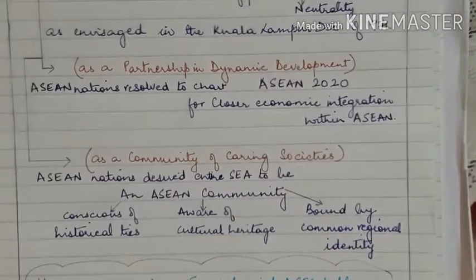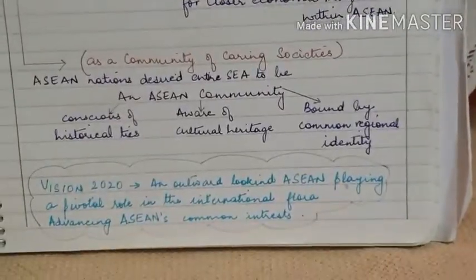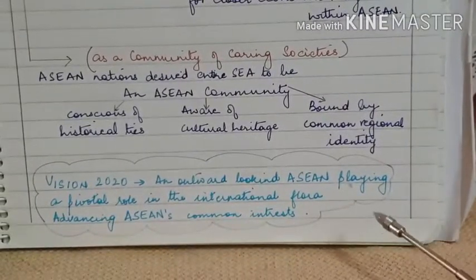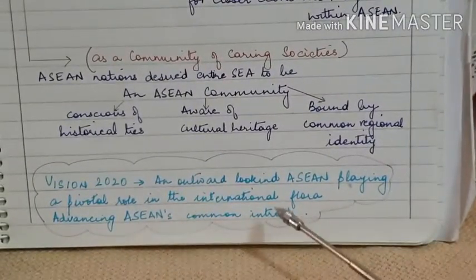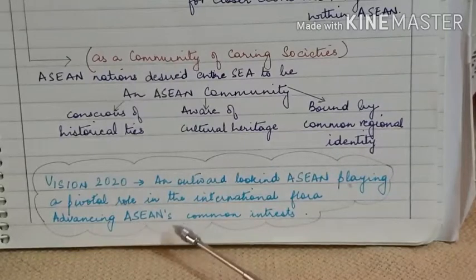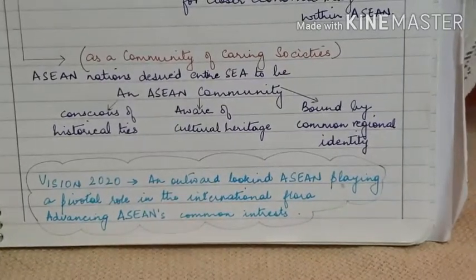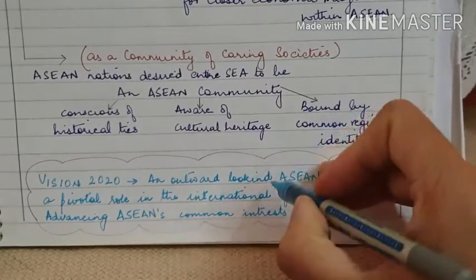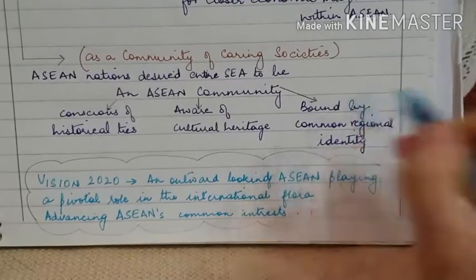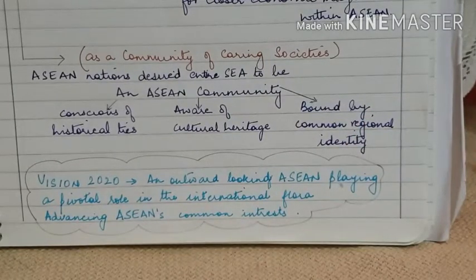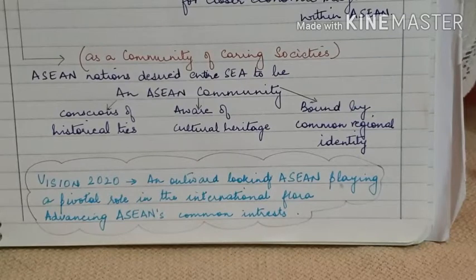So finally, we see that Vision 2020 was an outward looking ASEAN playing a pivotal role in the international fora, advancing ASEAN's common interests. So that was the main purpose of ASEAN, that was outward looking and it played a pivotal role in the international fora, advancing ASEAN's common community interests.